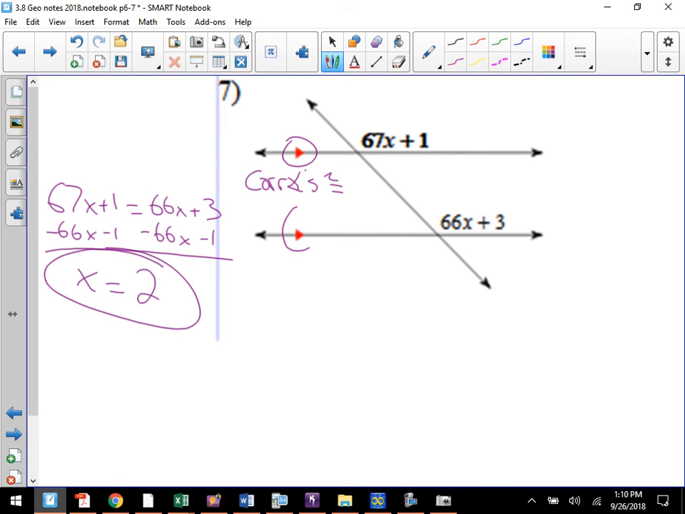So you get a value of x is equal to 2, but remember the question asks you, find the value of the angle that's bold. So what do you do with that 2? Substitute back in. So 67 times 2, I believe, is 134. Yes. Add 1 to it, and you get... That's the idea behind these. Also, it's not a bad idea to double check it with the one that it was matching up to. They should equal the same amount.